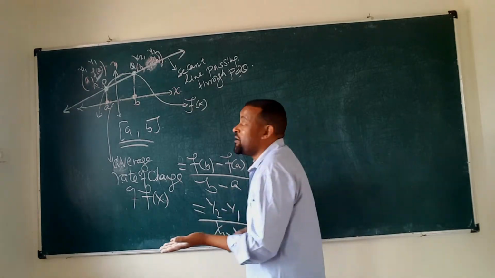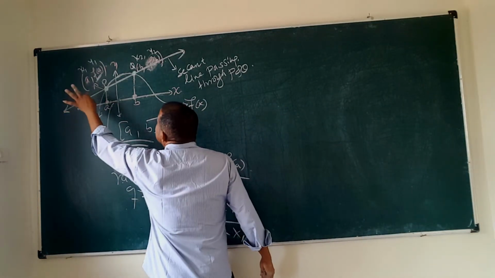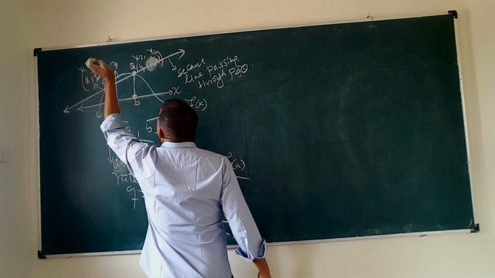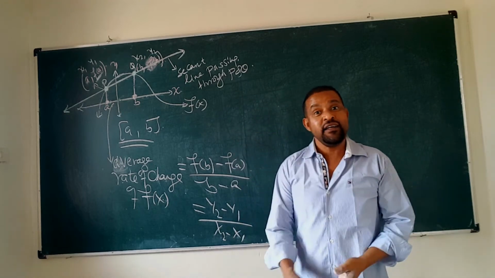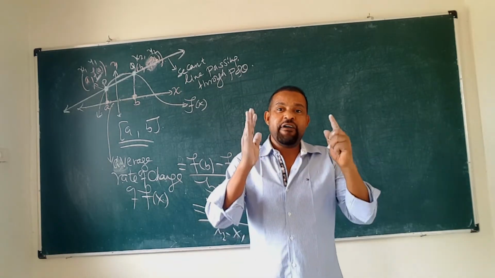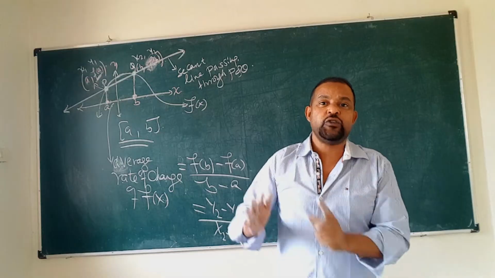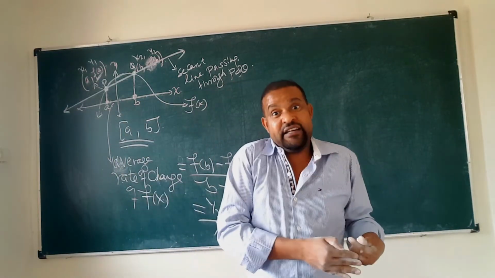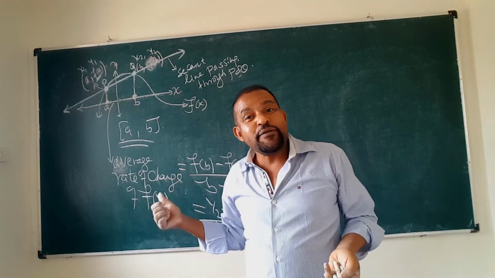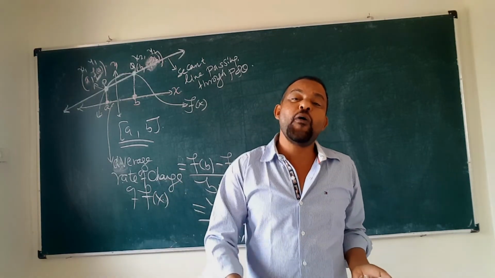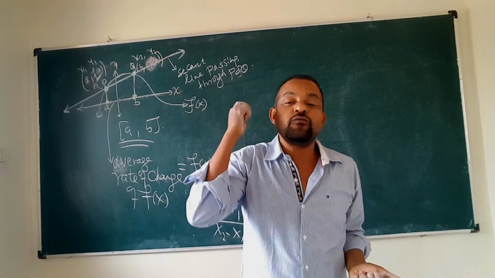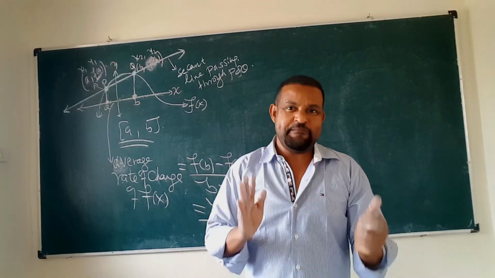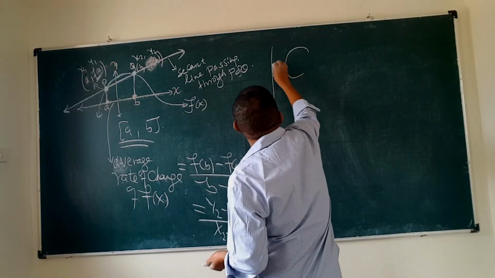Geometrically, what does it represent? It represents the slope of a secant line passing through the point p and q. So geometrically, the average rate of change of the function f of x, or the average rate of change of y, that we defined earlier, represents the slope of the secant line passing through the points p and q, where these p and q are elements of the function.